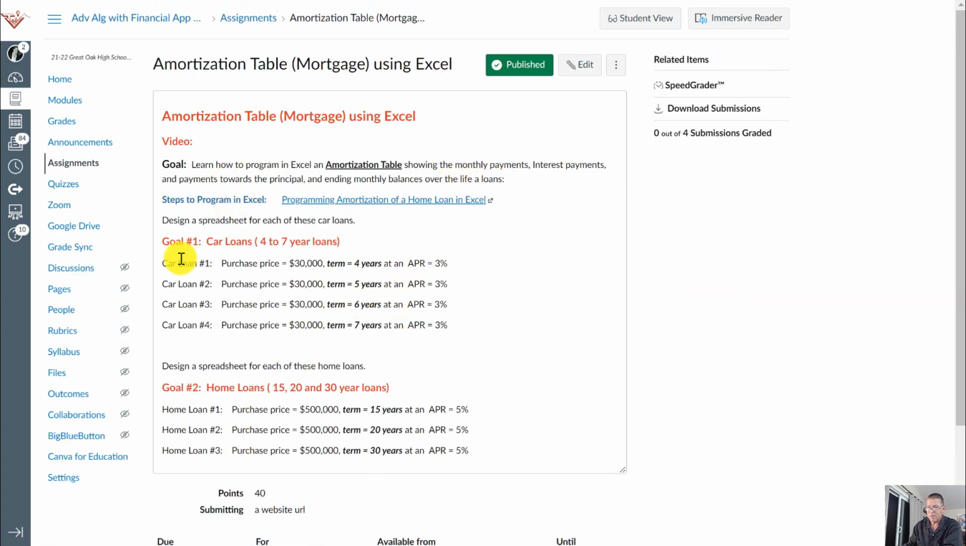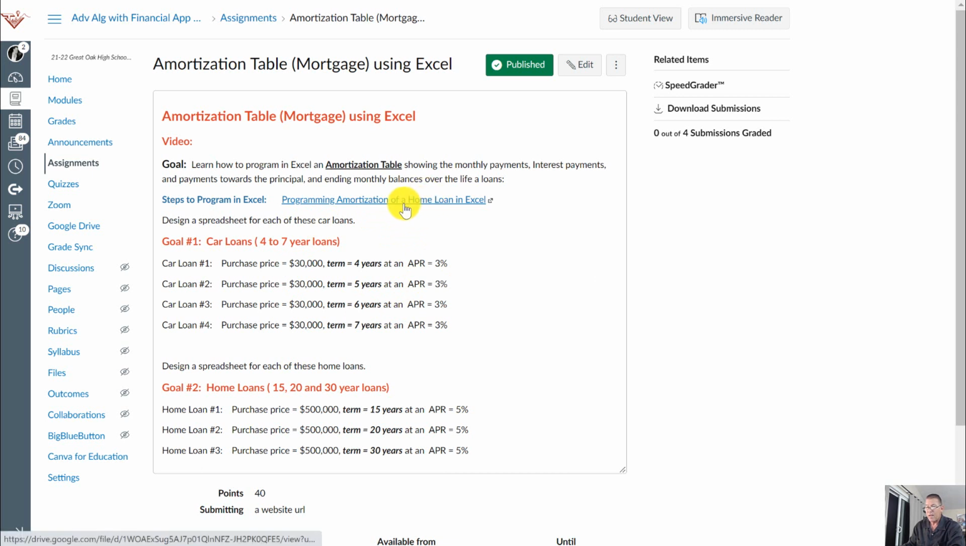You'll notice that the goals are set. Our first goal is to calculate 4 different car loans, from a 4-year loan all the way to a 7-year loan, because that's what's available at the bank. We're going to use a purchase price of $30,000 as our example, and an APR of 3%. The only thing that's changing is the term, from 4 years to 7 years. Then we're going to take that work we designed and apply it to a home loan. When you buy a home, you have the options of 15-year, 20-year, and 30-year, and we're going to use a $500,000 purchase price at 5% just as an example. All these things can be changed simultaneously in the spreadsheet after you design it.